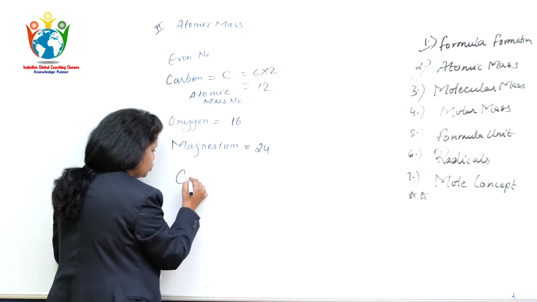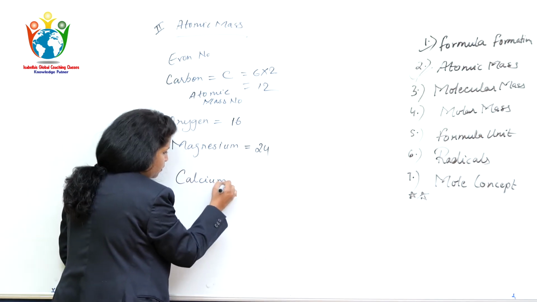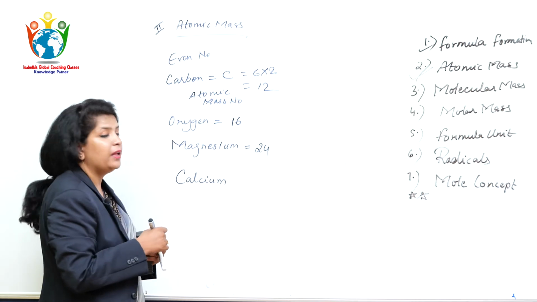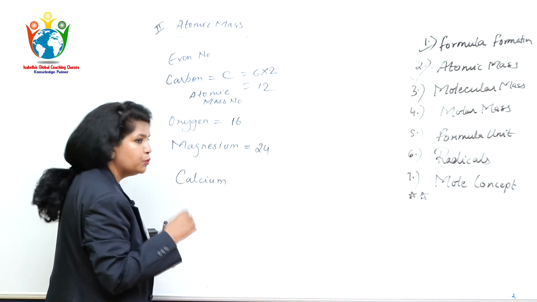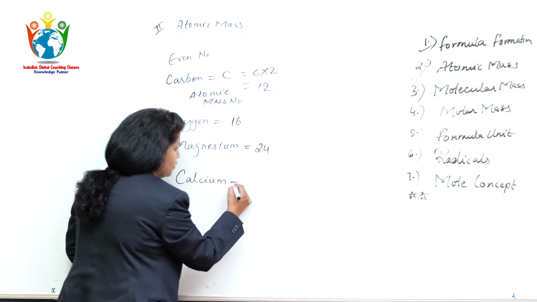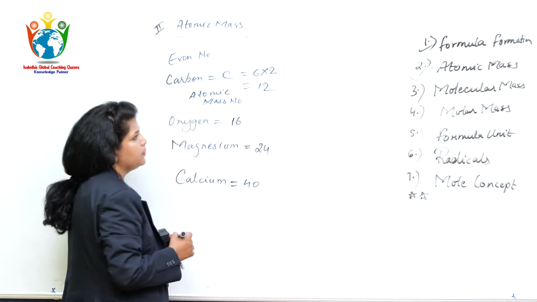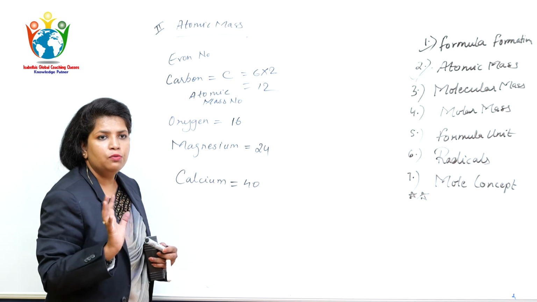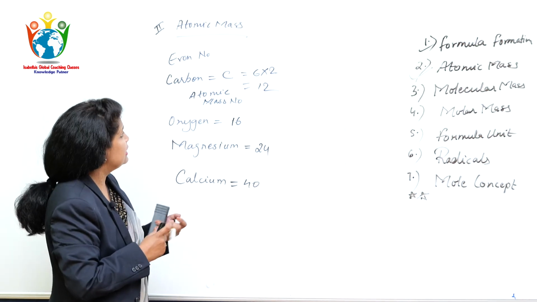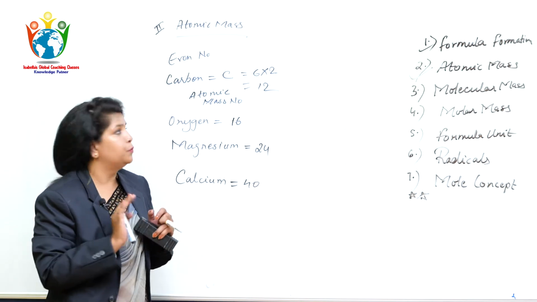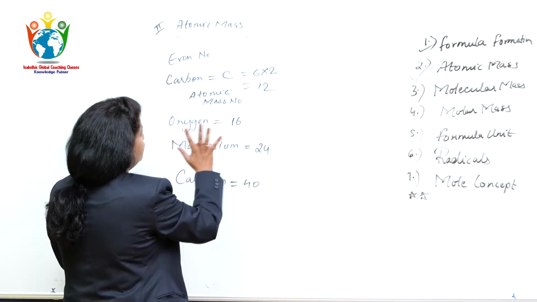If I am taking calcium. Okay, calcium comes at position 20. Again, it's an even number. 20 multiplied by 2 is very simple. We got 40. So, 40 is your atomic mass number. I hope I am clear with whatever I am teaching, because these are very difficult topics and I am trying to make them easy for you. Okay. Now, this is about even numbers.